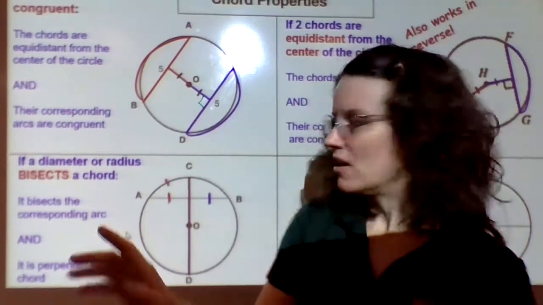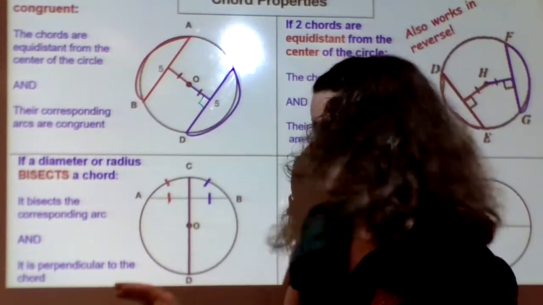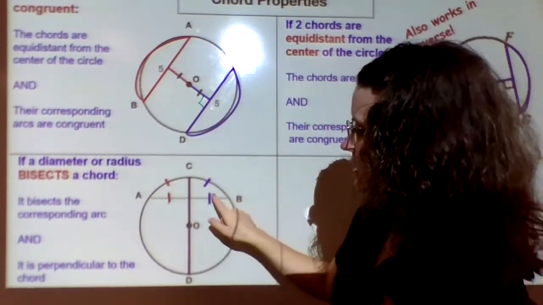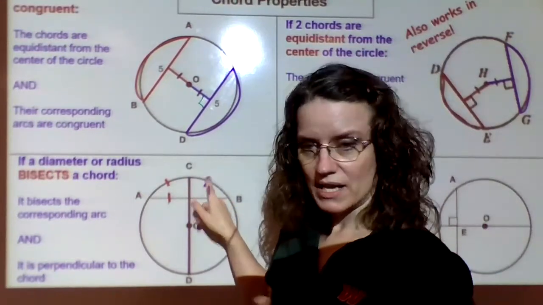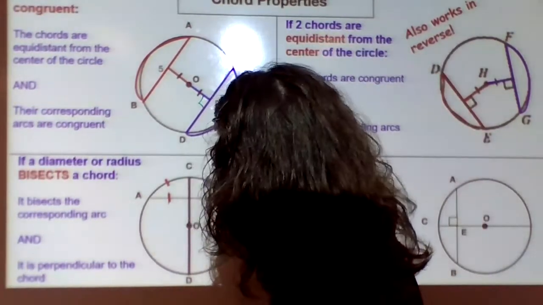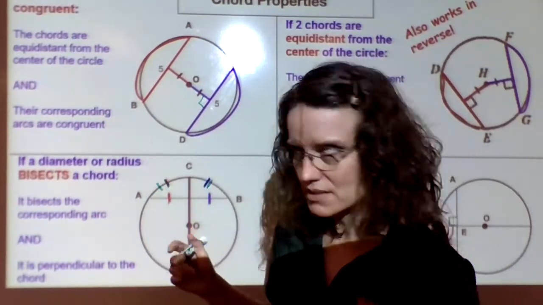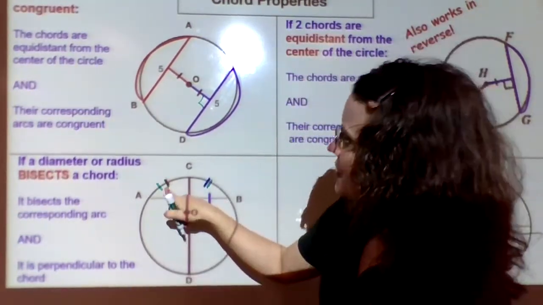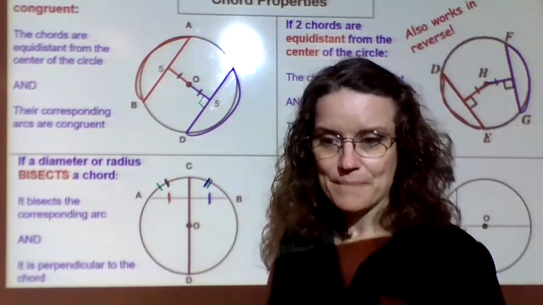Well, then the arc that I cut is also going to be bisected. So this chord got cut into congruent pieces. This arc is also cut into congruent pieces. And I should have marked these as different because obviously the arc and the chord aren't the same length, Mrs. Cerna, duh. But this half will be congruent to this half, and this half will be congruent to this half.